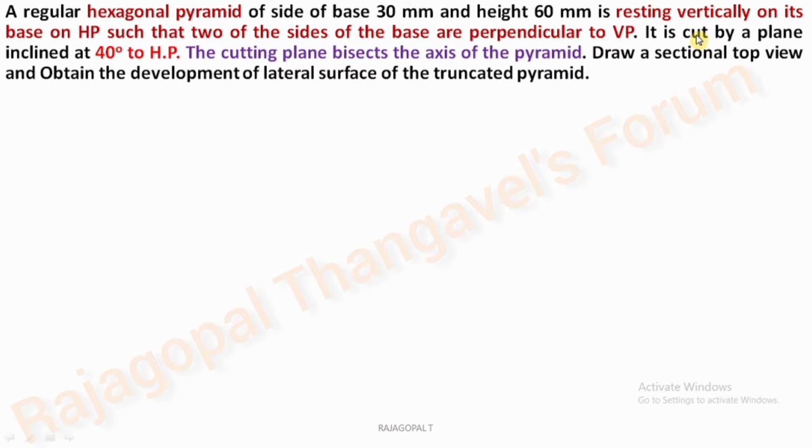It is cut by a plane inclined at 40 degrees to HP. The cutting plane bisects the axis of the pyramid. Draw a sectional top view and obtain the development of lateral surface of the truncated pyramid.